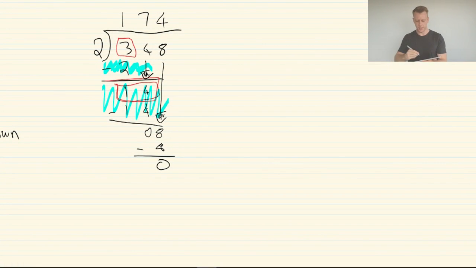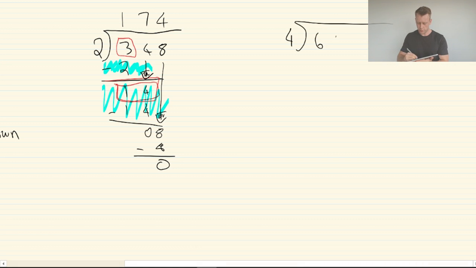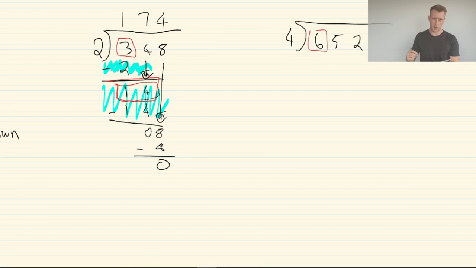Let's go something like 4 being divided into 652. The first question is, well, how many times does 4 go into this 6? And I'd say it goes in once, because 1 times 4 is going to give us 4, giving the remainder of 2 there, bringing down the 5.